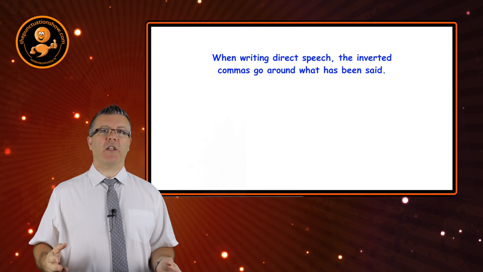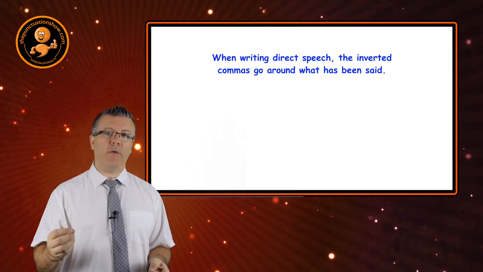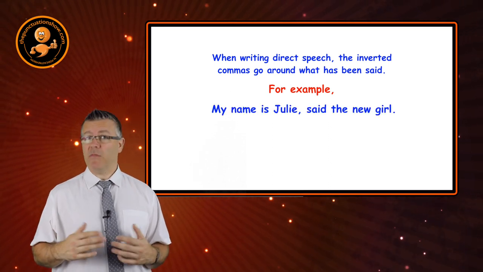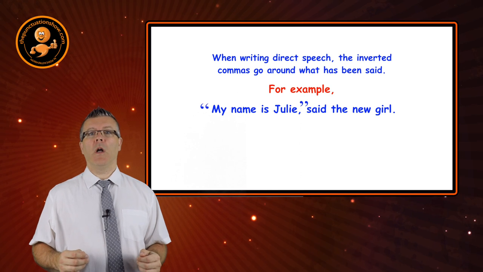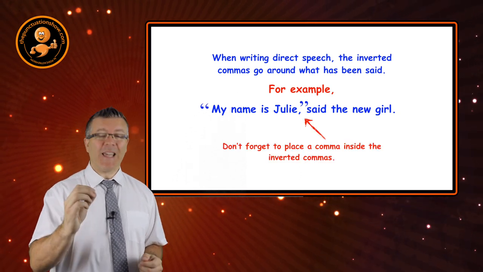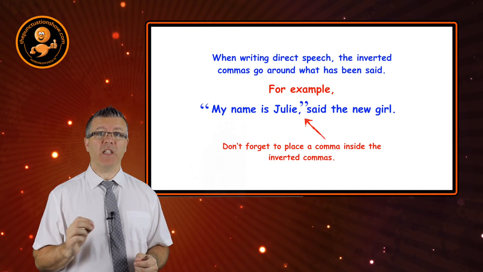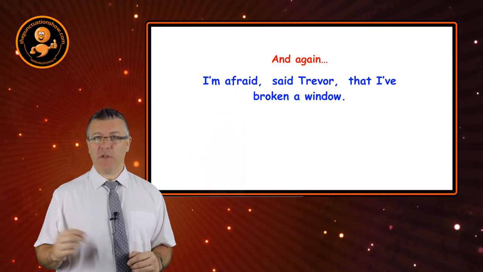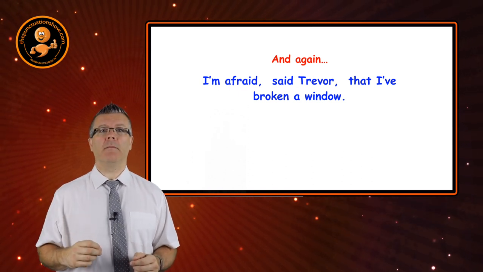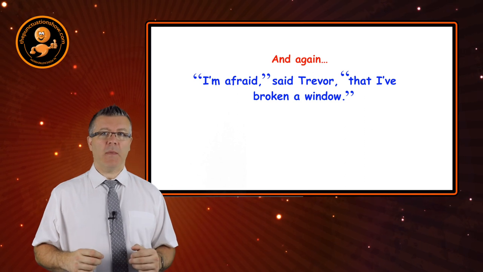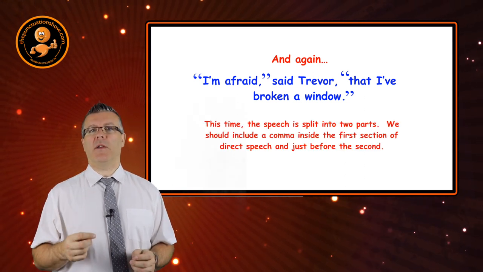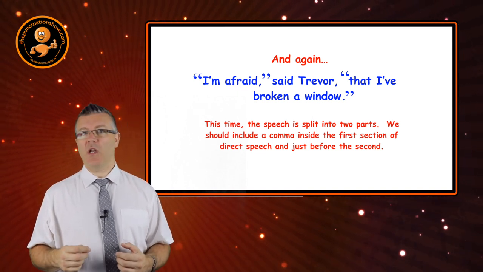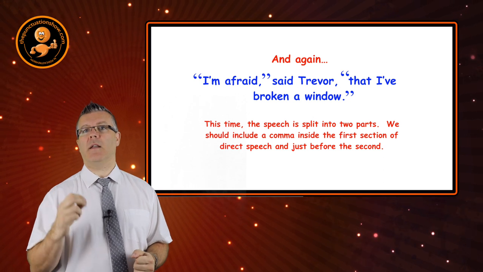Now, when writing direct speech, the inverted commas go around what has been said. For example, "My name is Julie," said the new girl. Don't forget to place a comma inside the inverted commas when writing direct speech. And again, "I'm afraid," said Trevor, "that I've broken a window." This time, the speech is split into two parts. We should include a comma inside the first section of direct speech and just before the second.